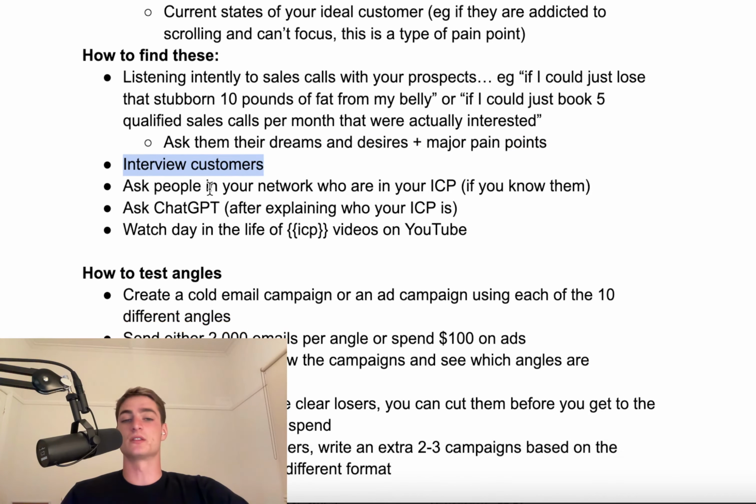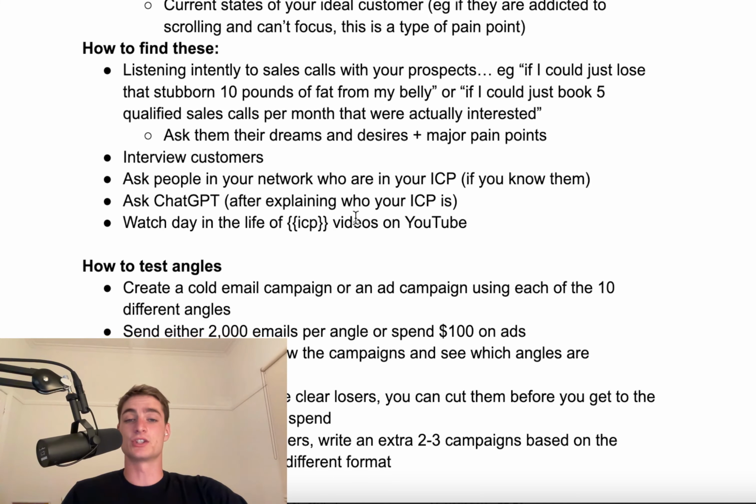And then you can also do things like ask people in your network who are in your ICP. For example, if you sell to ecom founders and you know a lot of ecom founders, you can just ask them. You can text them. You can also do things like asking ChatGPT. Note here, you only want to ask ChatGPT after explaining in depth who your ideal customer is. So give ChatGPT a bit of background about who you're dealing with, and then just go, hey, what might this person hate? What might this person be frustrated with? What would be their most pertinent frustration right now?